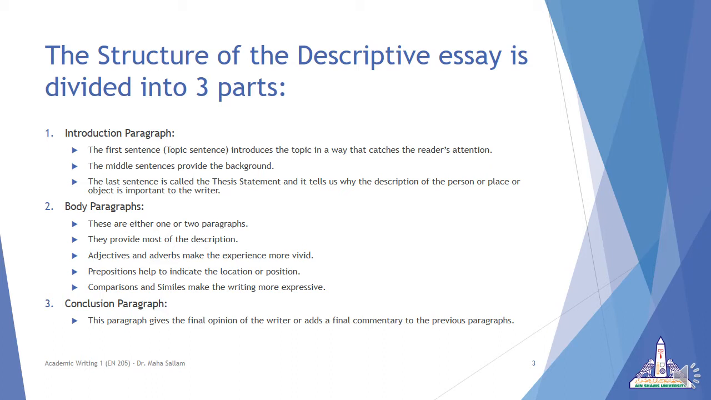Now, what about the structure of the descriptive essay? Again, like the essay that we have already discussed in our class lectures, a descriptive essay is divided into three parts. We have one introduction paragraph, and the first sentence of this introduction paragraph is called the topic sentence. It introduces the topic, and you should use a way that catches the reader's attention. You want the reader to go on reading your essay. So your first sentence must be catchy. Sometimes we even call it a hook, as if you are hooking the reader and wanting to capture the attention of the reader so that he or she will go on reading your essay.